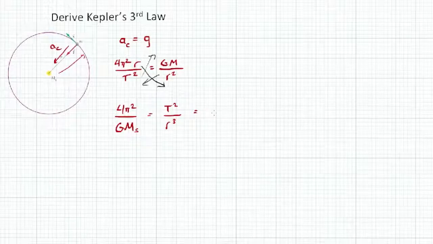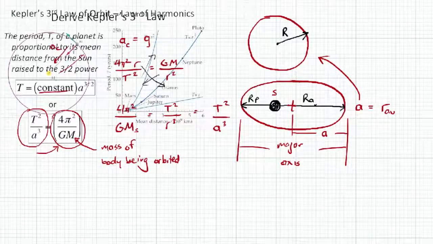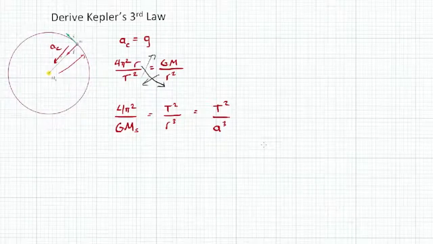Well, that's the same thing as saying t squared over semi-major axis cubed, and that's exactly what we have in this last slide right here. This is Newton, or I keep wanting to say Newton, Kepler's third law of orbit. That's how we get that.